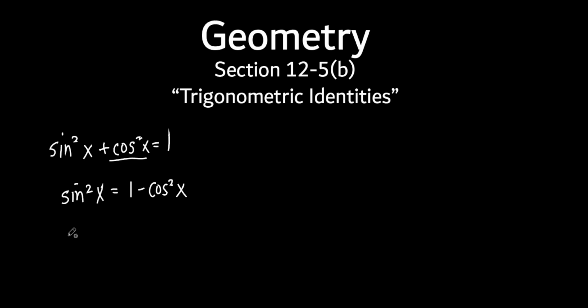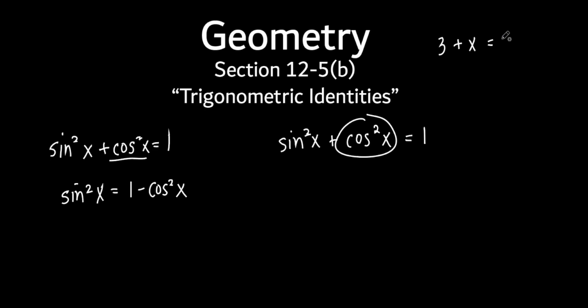If I want to get cosine squared by itself, let's come over here and do this. You're making this way harder than it is. It's really actually kind of simple once you get it. All right, so watch. What if I want to get cosine squared by itself? For instance, if this was like 3 plus x equals 5, and I'm going to get x by itself, what would I do in this situation? I would subtract a 3 from both sides, okay? Are you watching? Okay, so if I want to get cosine squared by itself, what do I get rid of?